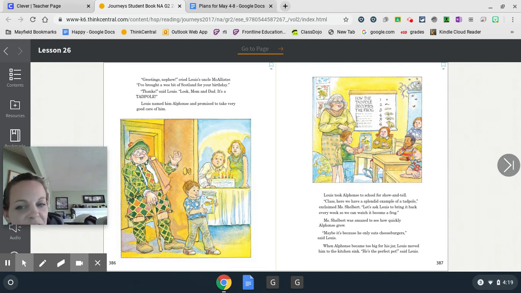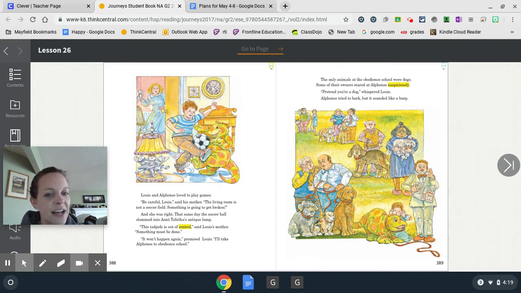Lewis took Alphonse to school for show and tell. "Class, here we have a splendid example of a tadpole," exclaimed Ms. Shelbert. "Let's ask Lewis to bring it back every week so we can watch it become a frog." Ms. Shelbert was amazed to see how quickly Alphonse grew. "Maybe it's because he only eats cheeseburgers," said Lewis. When Alphonse became too big for his jar, Lewis moved him to the kitchen sink. "He's the perfect pet," said Lewis.